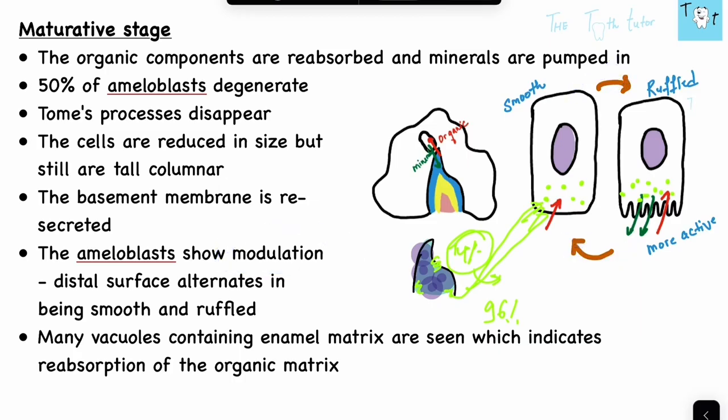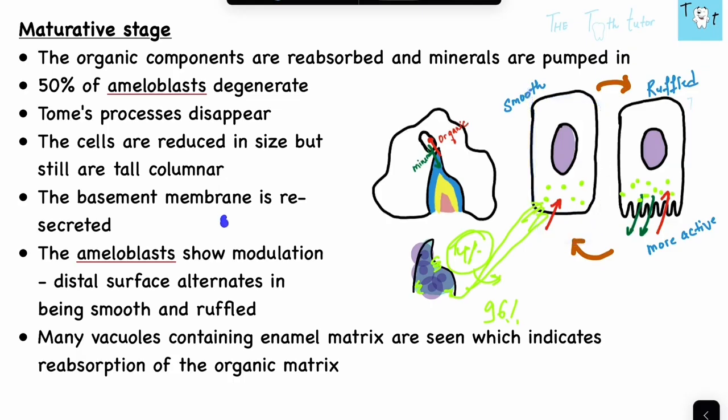Okay, so the organic components are reabsorbed, minerals are pumped in, 50% of ameloblasts degenerate. So 50% of the ameloblasts will degenerate over here. Tomes processes disappear, obviously. Now they have smooth or ruffled borders. The cells are reduced in size but are still tall columnar. So there is a reduction of size of the cells.